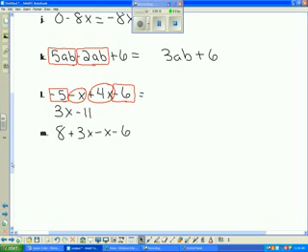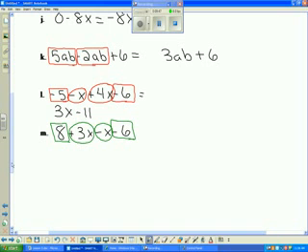Okay, last one here. Let's have Catherine. What are my like terms here? Which ones are like? Yep. The negative x and the 3x. Okay? What else is alike? 8 and negative 6. Good.